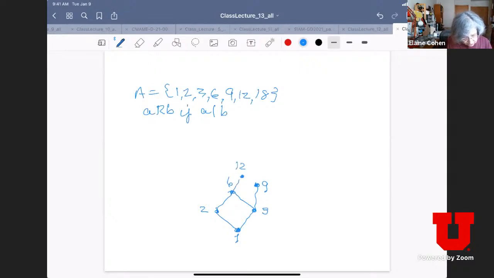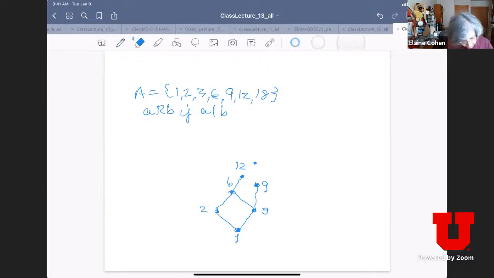Well, 6 divides 12, and that works because 3 divides 6, so we don't need to put anything else there. And then we have 18. Who divides 18?